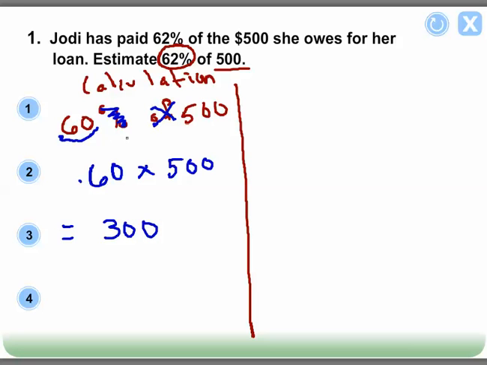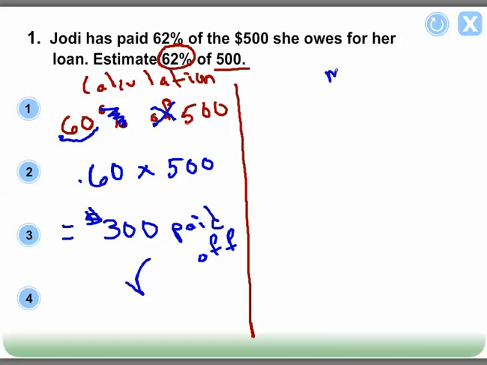Now, 3 S's for successes. We set up the problem. We solved it. Now state, what does 300 mean? 300 means that she still owes, okay, it says she's paid this, estimate 62% of 500. So the 300 means that she has paid off $300 of her loan and she still owes 200. So we'd say $300 paid off. That's what she's paid off. Okay, that's our calculation method. Take the new idea today, turn it into yesterday where we're comfortable, and solve.